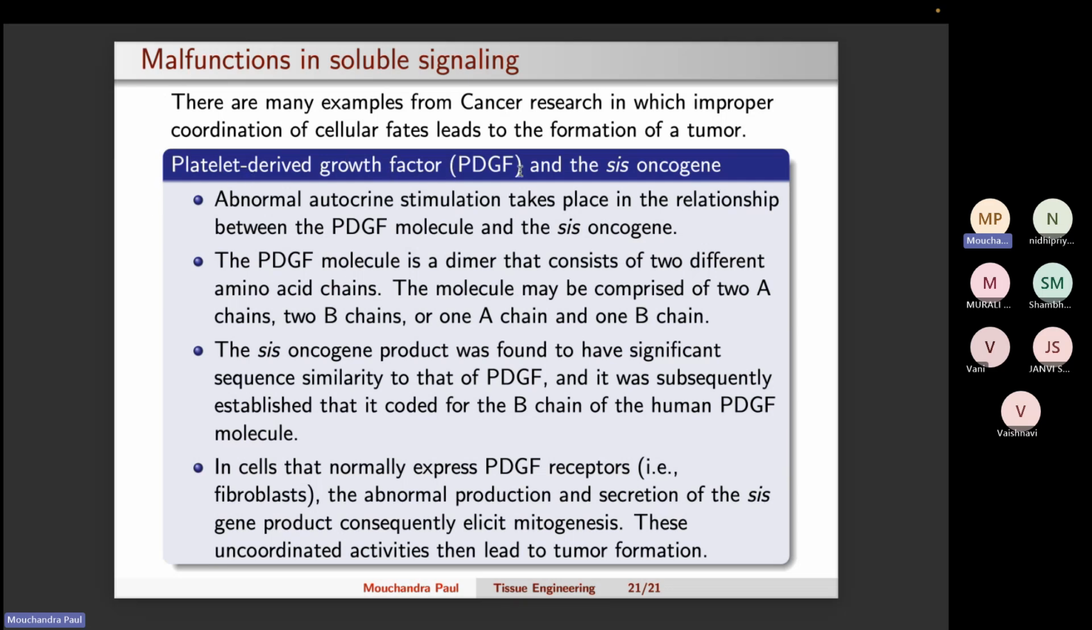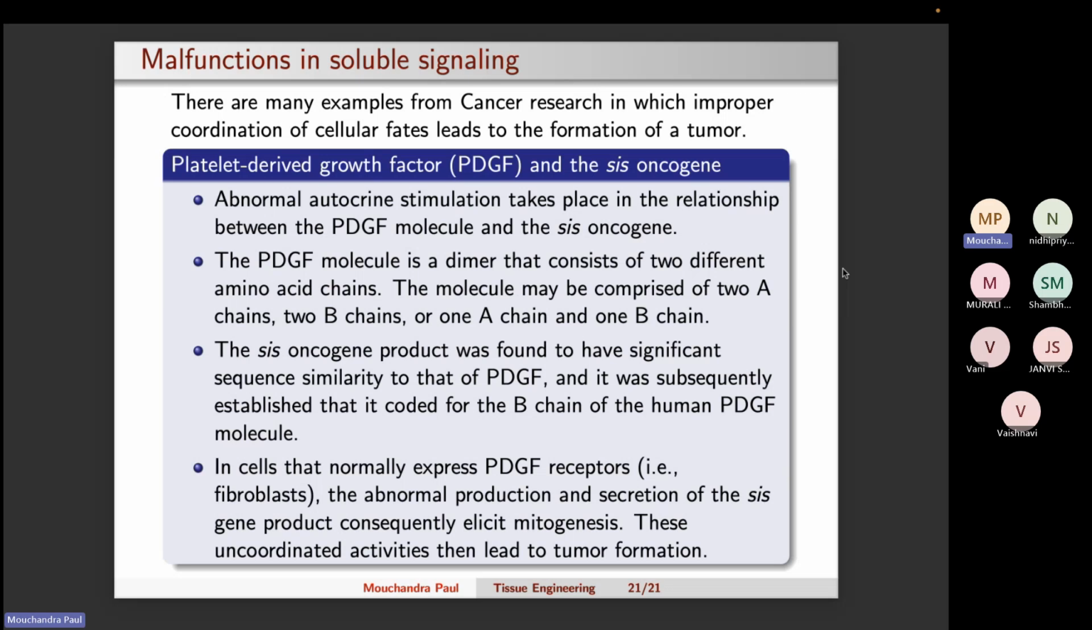A very good example of this malfunctioning comes from studying PDGF and the cis oncogene. PDGF is platelet-derived growth factor, which is a growth factor synthesized by the fibroblasts. So these growth factors, the PDGF molecule and the cis oncogene, are very much similar to each other structurally.